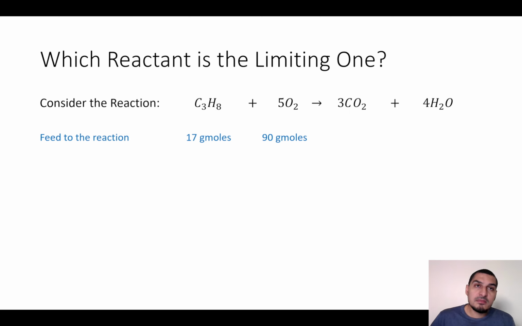So you might think that the oxygen is much more than the propane as a quantity. So we have 90 gram moles of oxygen and 17 gram moles of propane, so definitely oxygen is the excess. This is not necessarily true.